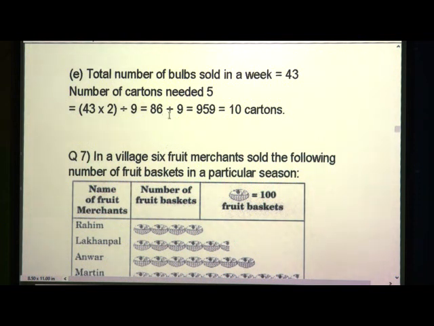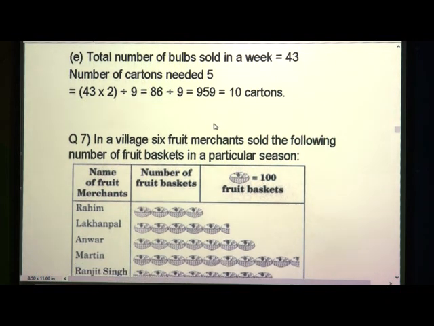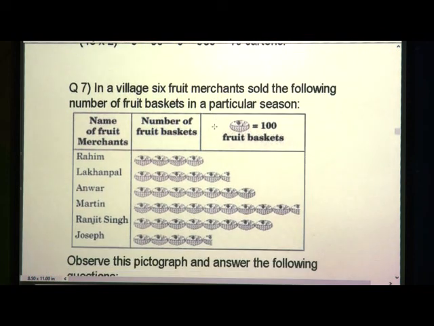So if a carton can fit only 9 bulbs, how many cartons are needed? So 86 divided by 9, we get about 9. So near about 10 cartons we need.